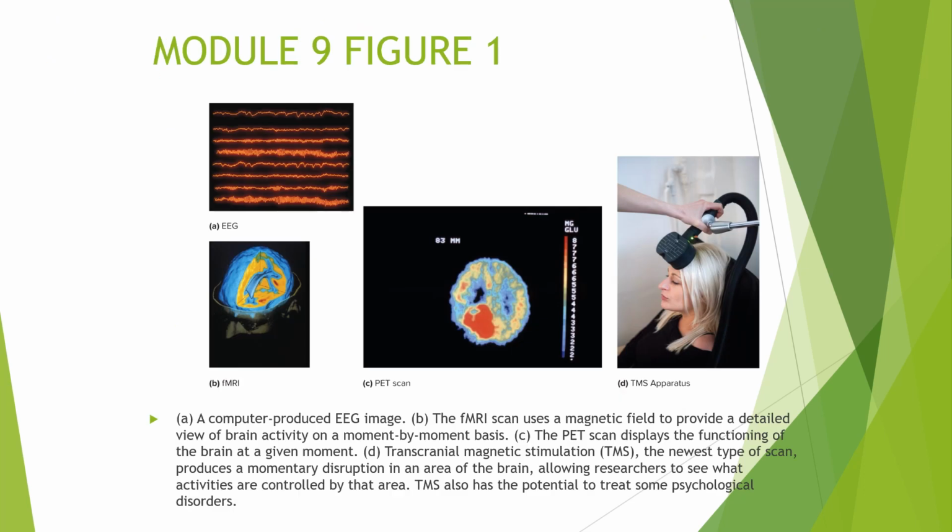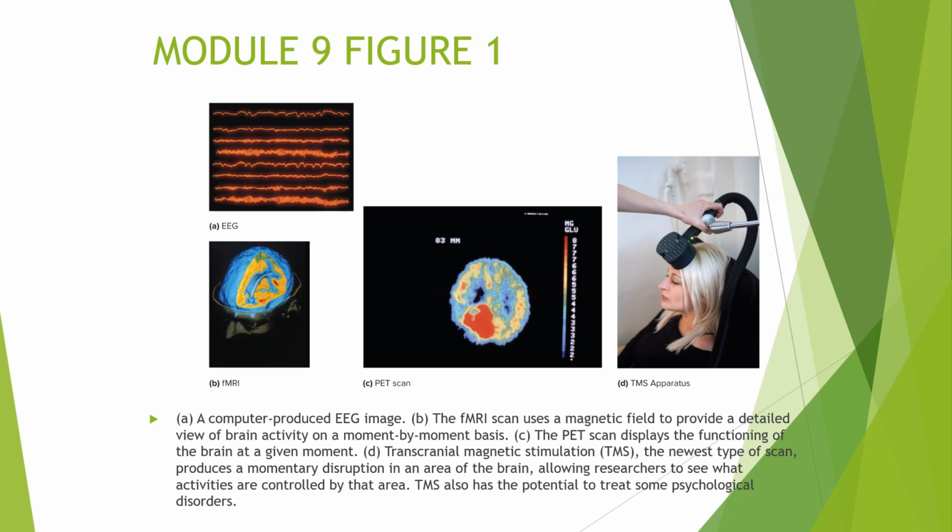This picture is figure 1, and it is on page 72 in your textbook, and it just shows some of the various scanning techniques. So in EEG, this would show if there's any electrical activity in your brain. Remember, I said if you come in with a concussion, the first thing the emergency room doctor is going to do is an EEG to see if there is any electrical activity.